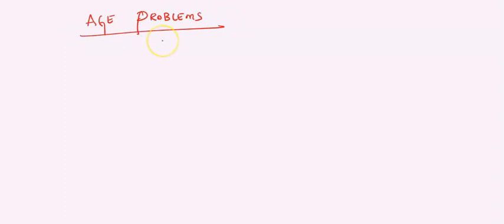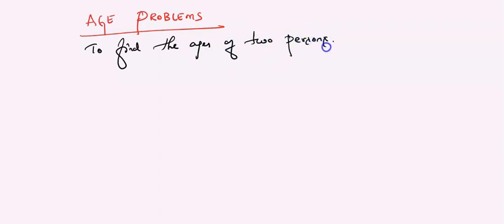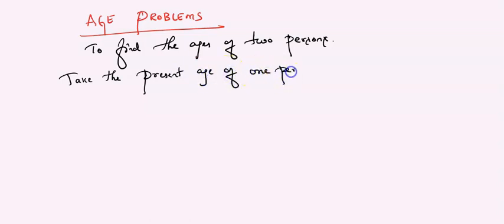In age problems, remember this carefully. Whenever you have a problem related to your day-to-day life, regarding age, the first thing you should do is very simple: to find the ages of two persons. If in your question it is given that you have to find out the age of two persons, first what you should do is take the present age of one person as x and another person's age as y.